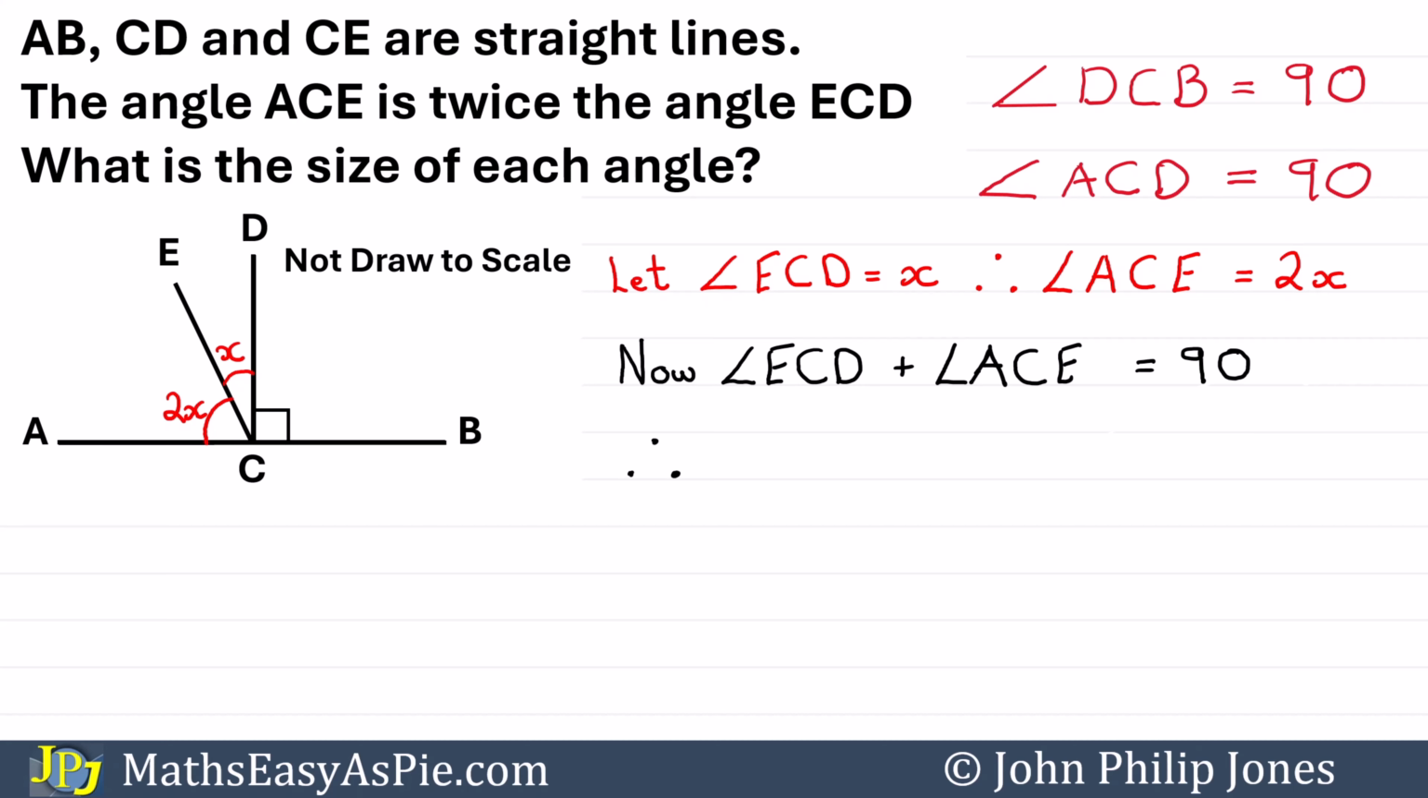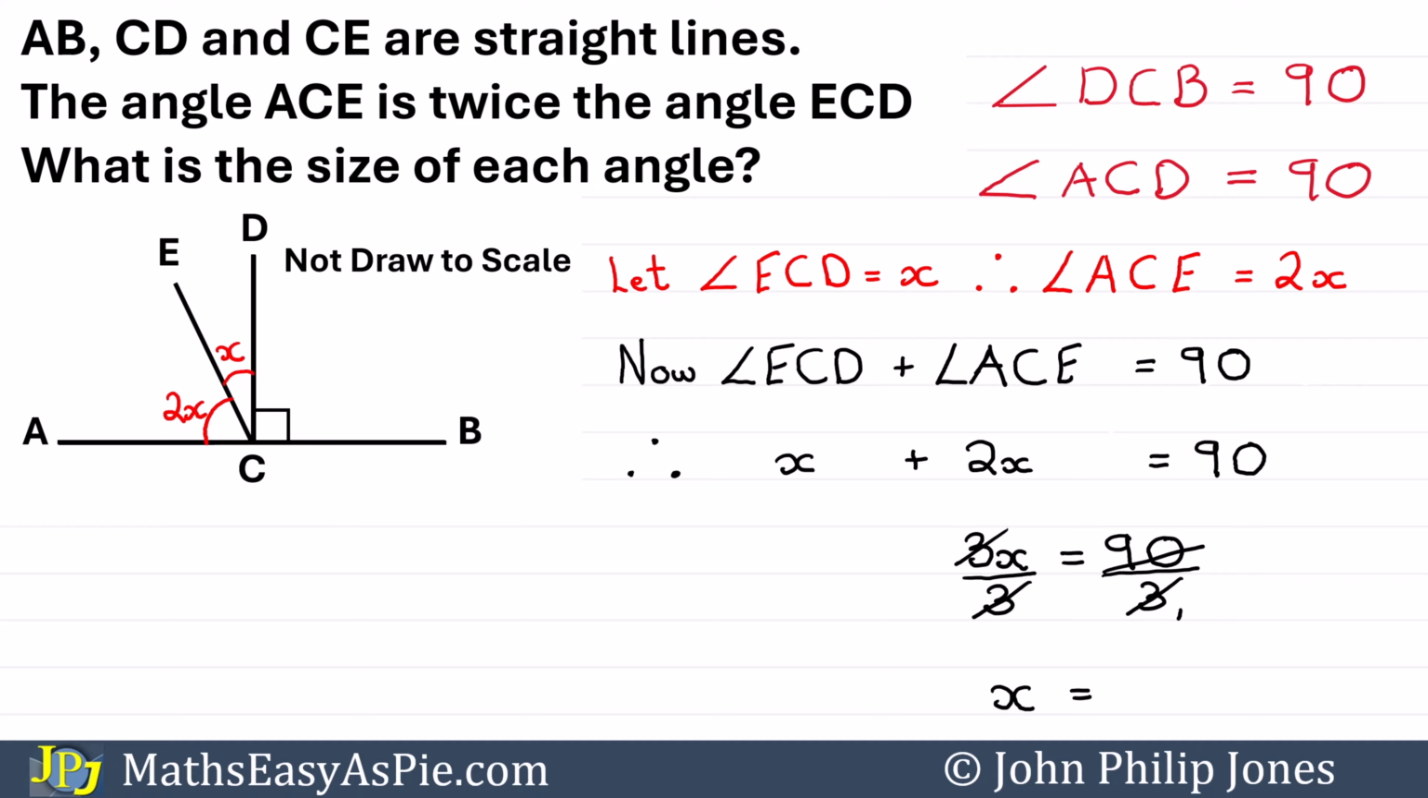Therefore, we can write this as X plus 2X equals 90, because we've let this angle equal X, and consequently, this angle is twice X. We can add the X to the 2X to give 3X, and therefore we will have 3X equals 90. I can divide the 3X by 3, and consequently the 3's will cancel, and this will leave us X equals. Of course, I will have to divide the other side by 3, and 3 into 3 goes once, and 3 into 90 will go 30 times.